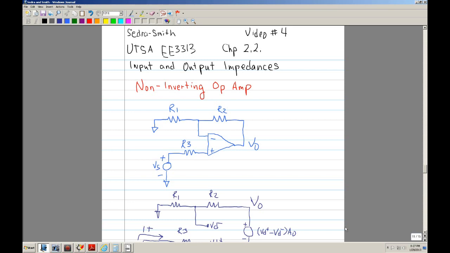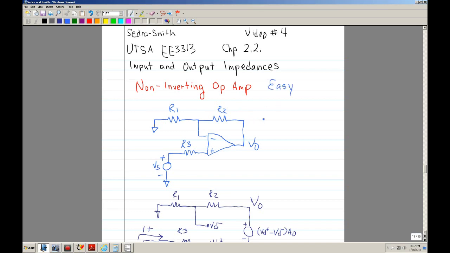Welcome to video number 4. This video will be on the input characteristics and the output characteristics of op-amps. First, we'll be talking about the input characteristic of a non-inverting op-amp because these are easy.